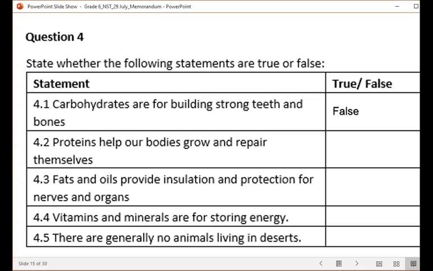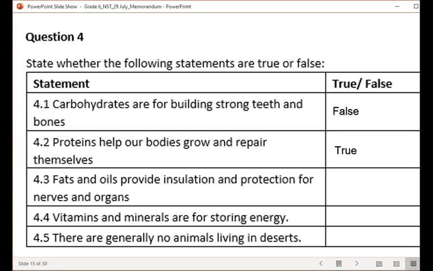4.2, protein helps our bodies grow and repair themselves. Ma'am, that is very true. Awesome, true. Okay, so I see everyone is saying true. Michael, Tomhela, Shakira, Jocelyn, Privilege, Simran, Adeline, Nomatemba, we're all saying it's true. Okay, 4.3, fats and oils provide insulation and protection for nerves and organs.